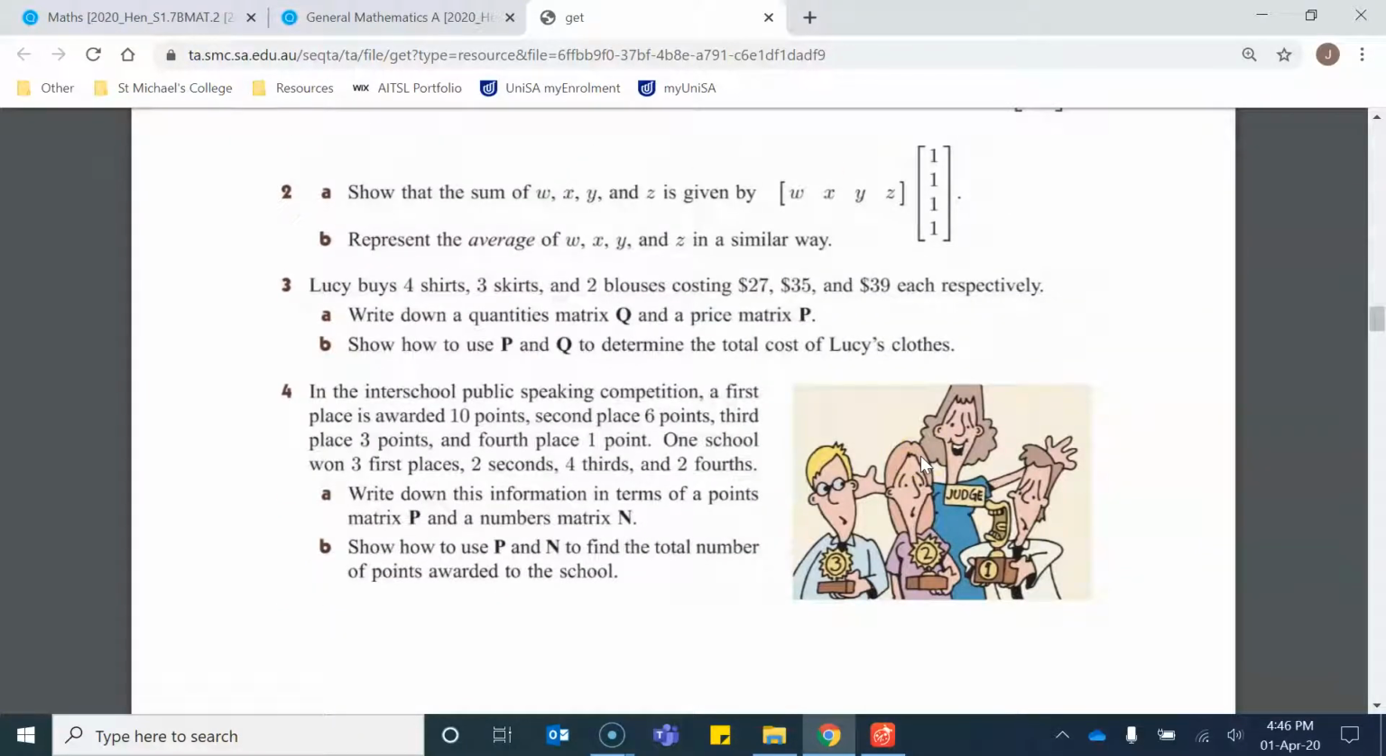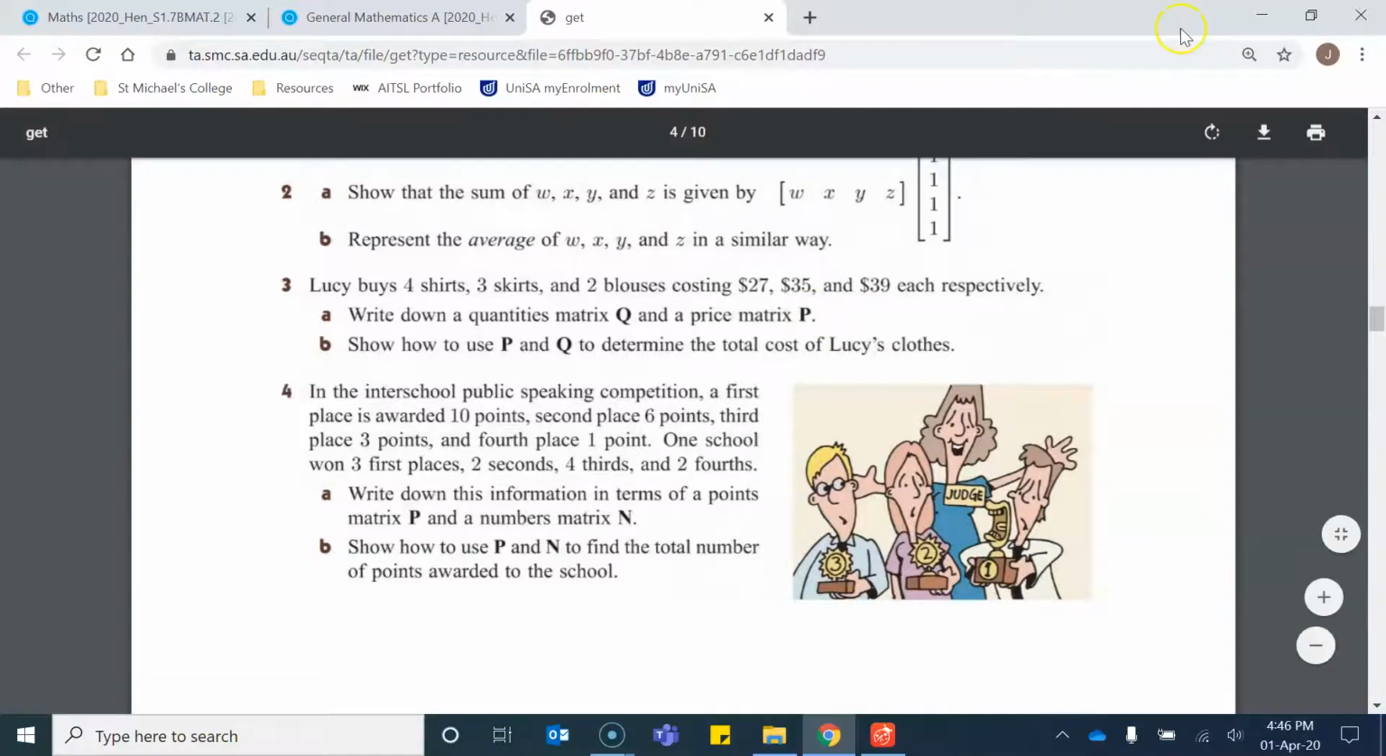In question 3, we're asked to write a quantity matrix Q and a price matrix P. So we have to look at the information that they've given us. They've told us that Lucy's bought 4 shirts, 3 skirts, and 2 blouses. So those are going to form our quantity matrix, and then these are the prices respectively, so they're going to form our price matrix P. So I'll start by writing our quantity matrix.